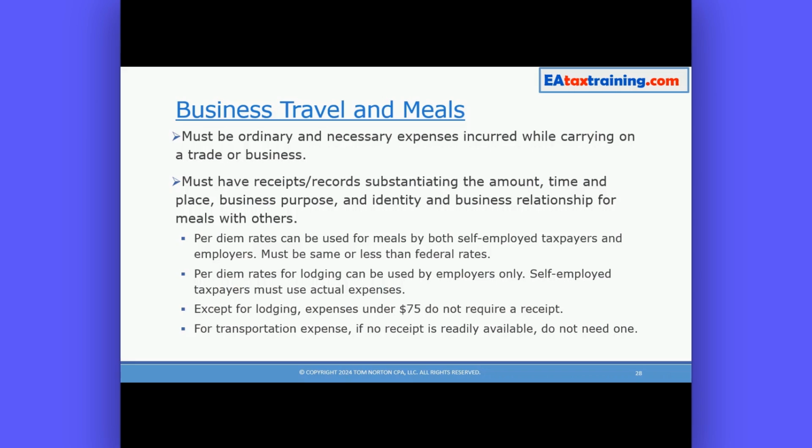So you must have receipts or records substantiating the amount that you paid, the time and place. So when was this and where was this? What was the business purpose of this travel or meal expense? And what were the identity and business relationship for the other people if you are talking about a meal?